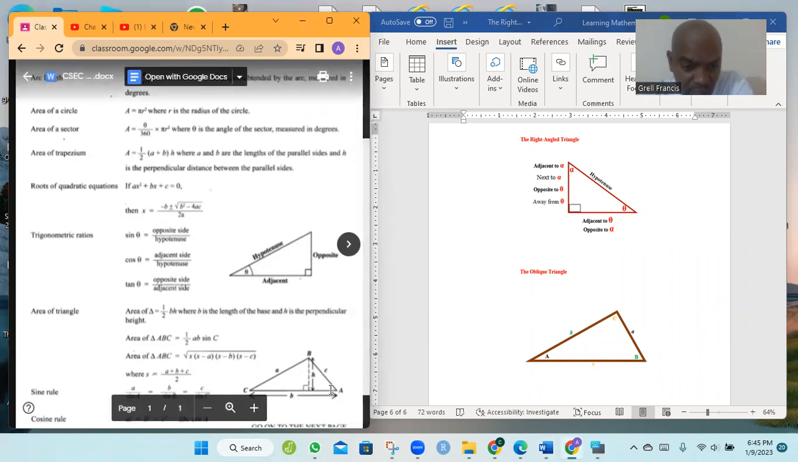Now, the oblique triangle, as you can clearly see, is similar to what we have: small a, capital A, small c, capital C, small b, capital B. This box there is the vertical height. So this box is not part of the triangle. It's just telling you this here is the vertical height of the oblique triangle. Now, always remember, with an oblique triangle, there is no hypotenuse, and you must not mention the word adjacent. It's just opposite.